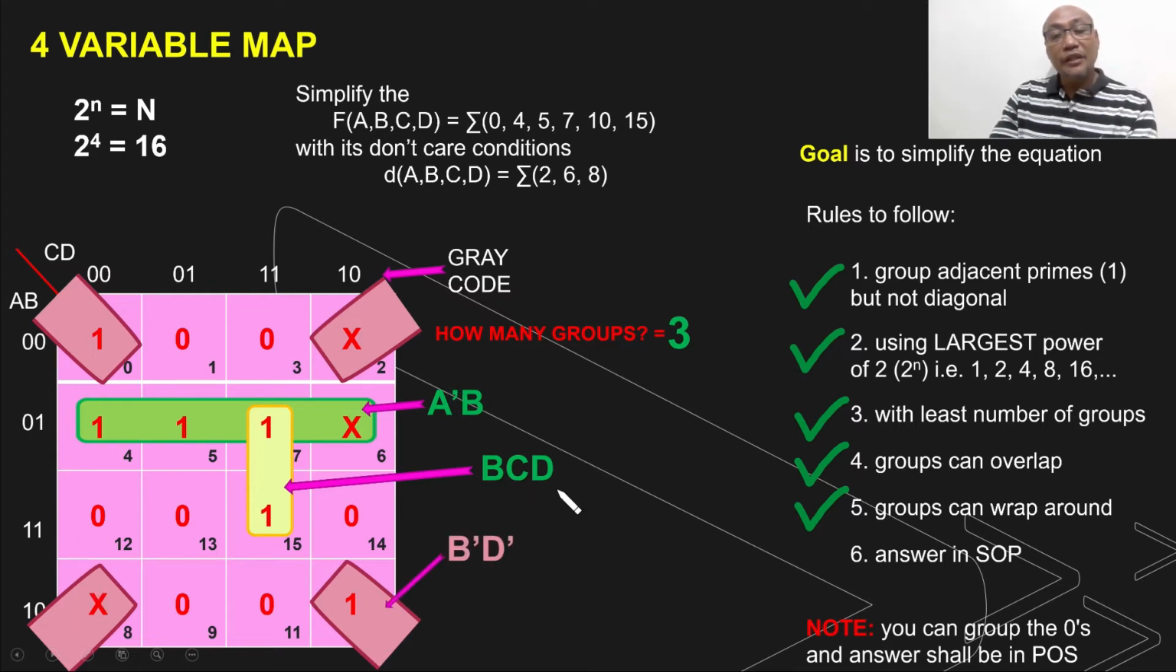Then the resulting answer for each group will now be added together to get the simplified equation for our function together with its don't care. That becomes A prime B plus B prime D prime plus BC.